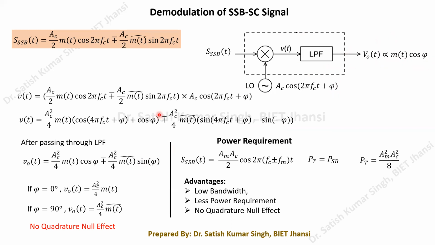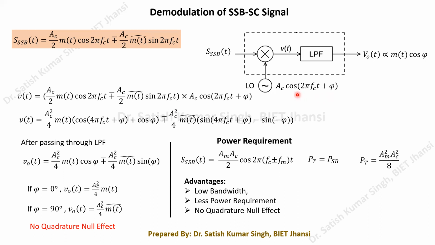So what is the output? Rather than this, we are going to get this output: V output(t) is equal to Ac²/4 m(t) cos φ minus plus Ac²/4 m^(t) sin φ. Now, one very important observation in the case of SSB-SC modulation is that φ is nothing but the phase offset. We said that it is a synchronous modulation, and in the case of synchronous modulation, what we need to have is the carrier that we are using for the demodulation purpose.